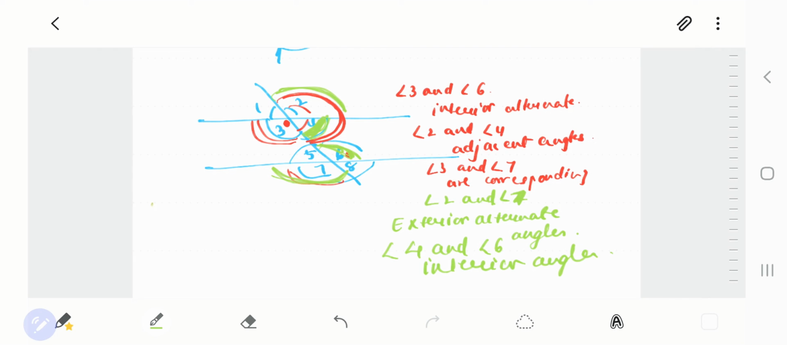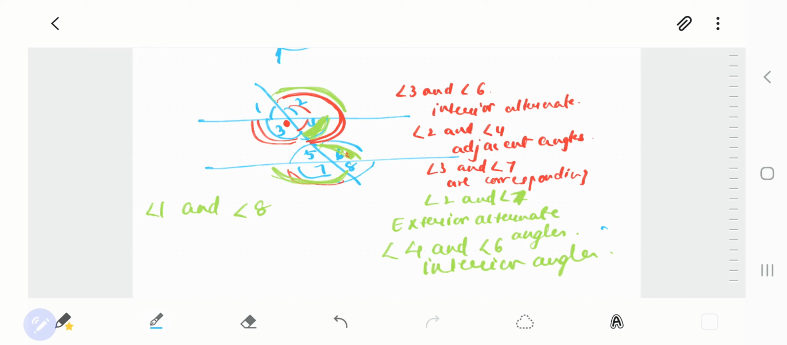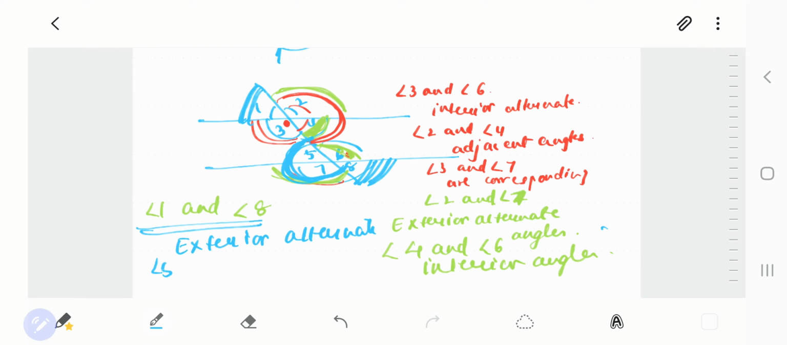Okay. Then you have angle 1 and 8. Look at angle 1. Where does it fall? Look at angle 1. See, it is here. And angle 8, it is here. So 1 and 8 are exterior alternate. Clear? Then you have 5 and 7. 5 and 7, what can you name them as? Adjacent angles. So angle 5 and angle 7, they are adjacent angles.